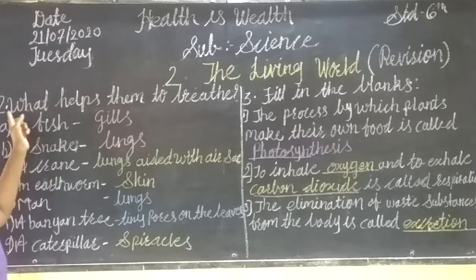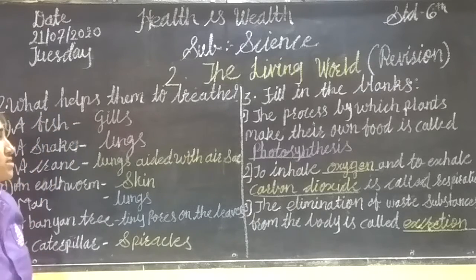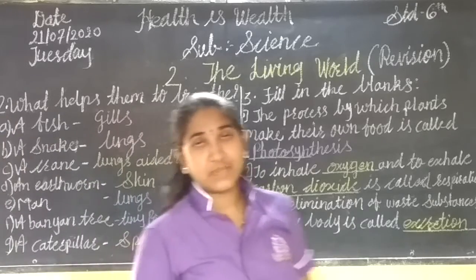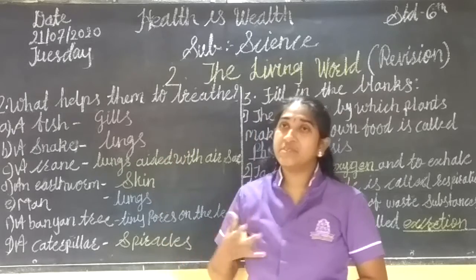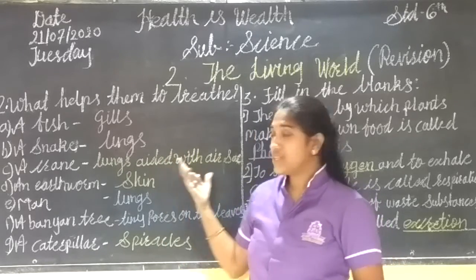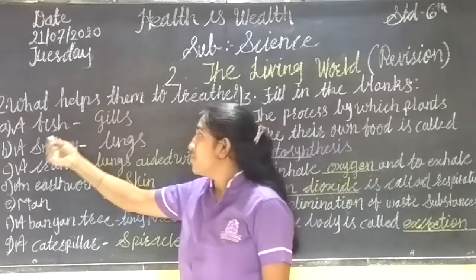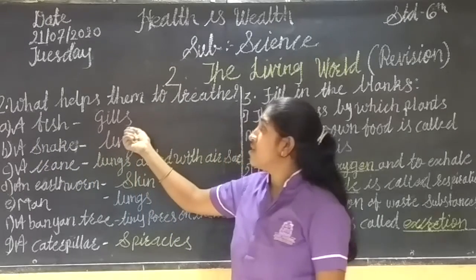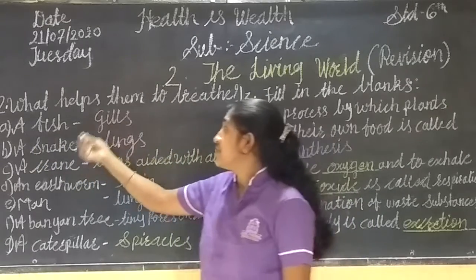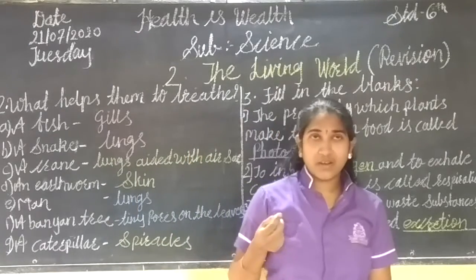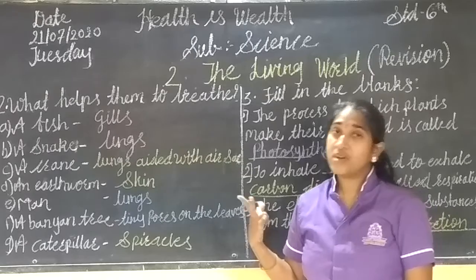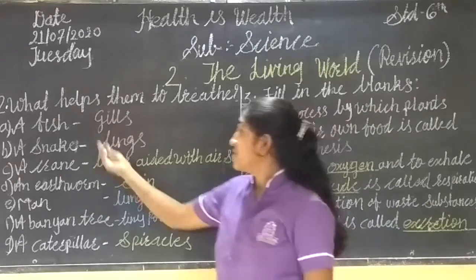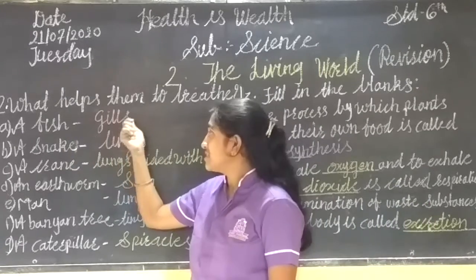You can see from your textbook question number 2: what helps them to breathe? All the animals have different characteristics. In the same way, the breathing part is also different. That means which organ we use for breathing. Like for the fish, what help do we take for breathing? That is the gills. Have you seen the fish has a nose? No. But which part is used for breathing? That is the gills.